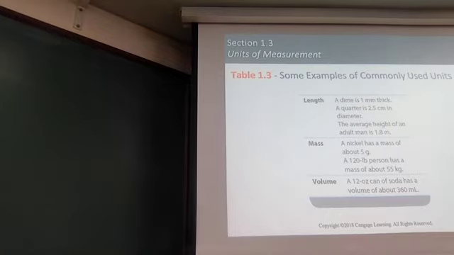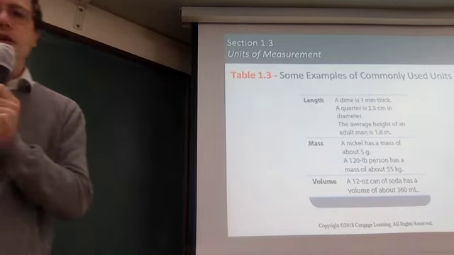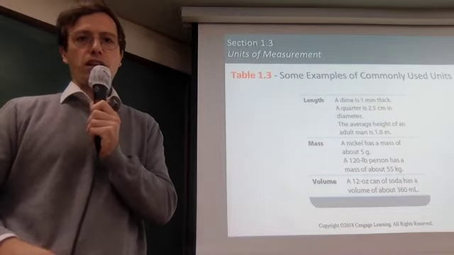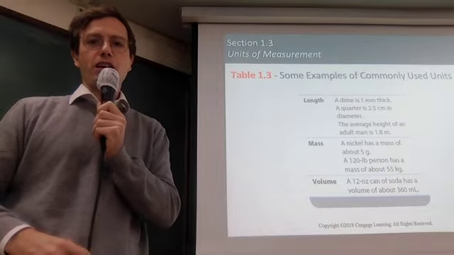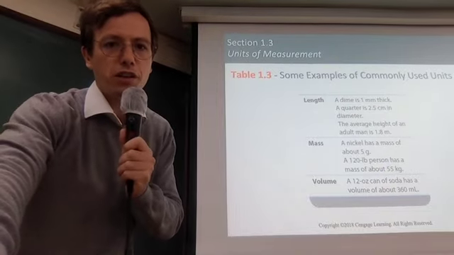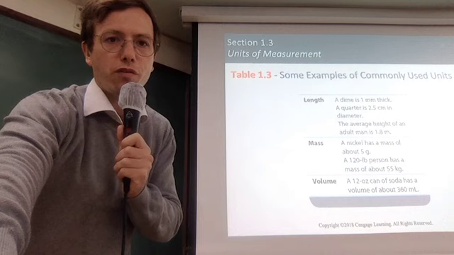So this is just some examples of the units. You can say a dime is 1 millimeter thick. So here you append the milli, right? 10 to the power of minus 3. And the meter is the SI unit. A quarter is 2.5 centimeter in diameter. Same concept. So I think it's pretty straightforward.